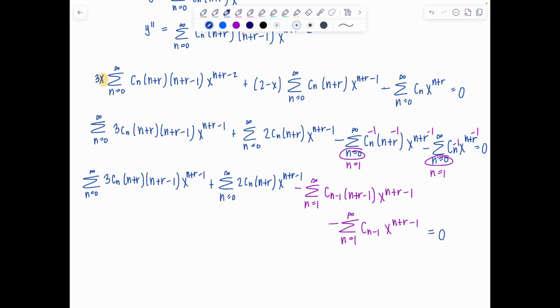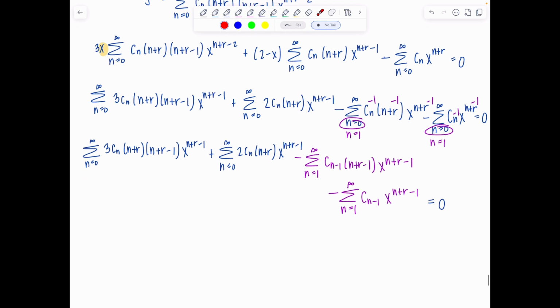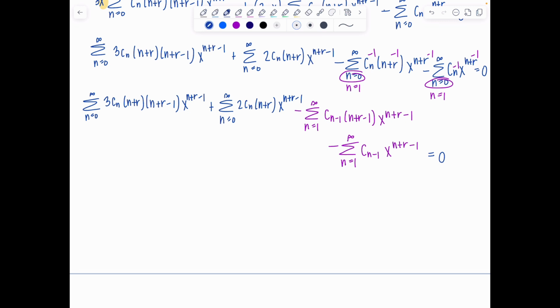Okay, no, we're not footloose and fancy free just yet. Everything needs to start at the same value of n. Always have to have everything start at the highest one. So I'm going to write the n equals 0 term separately on these guys. And then we should be in business, okay?